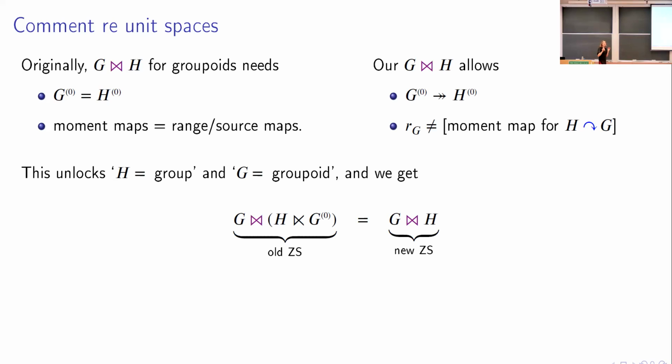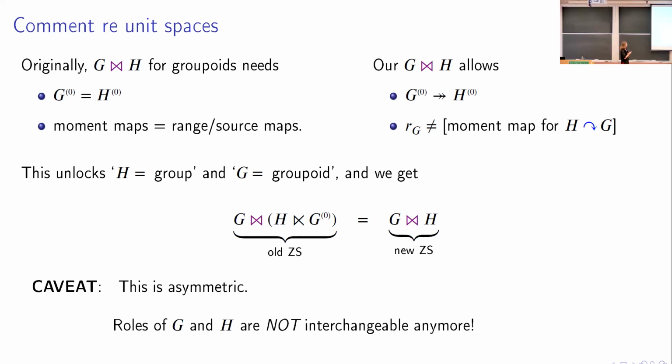And some of our theorems are most interesting if you pick one of them to be a group and the other to be a groupoid. Just wanted to mention that. And it does become a little bit more complicated, though, because all of a sudden the roles of G and H are less symmetric than I mentioned earlier.